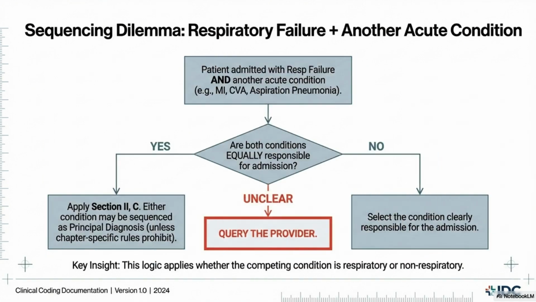Here's where things get interesting. What if the patient has respiratory failure and another acute condition, like an MI, stroke, or aspiration pneumonia? Your job is to determine whether both conditions equally drove the admission. If yes, Section 2.C applies. Either one can be principal unless a chapter-specific rule says otherwise. If not, sequence the condition clearly responsible for the admission. And if the documentation isn't clear, that's your cue to query.